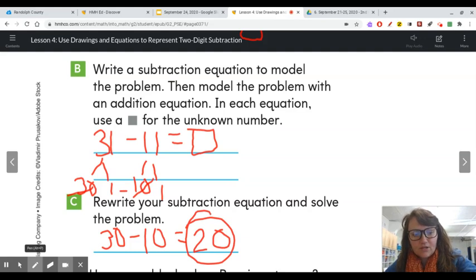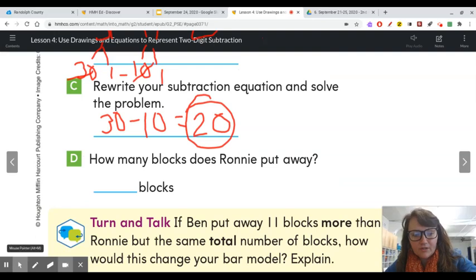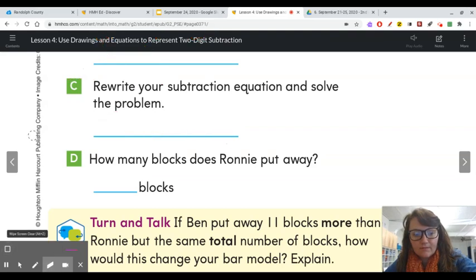Okay, so let me move up. How many blocks does Ronnie put away? 20. So if Ben put away 11 more blocks than Ronnie, but the same total of blocks, how would this change your bar model? Explain. Okay, so you guys can think about that with someone at home that you're working with.